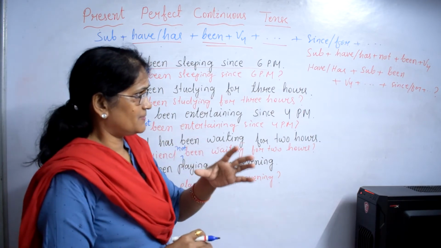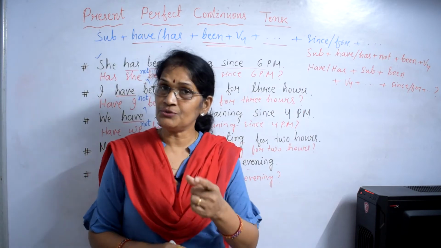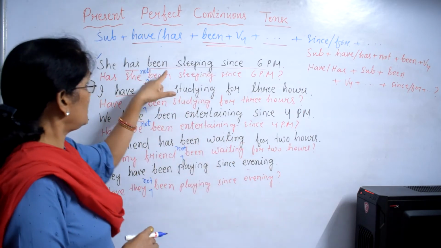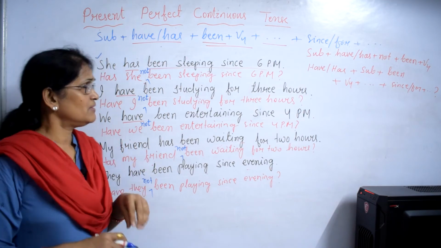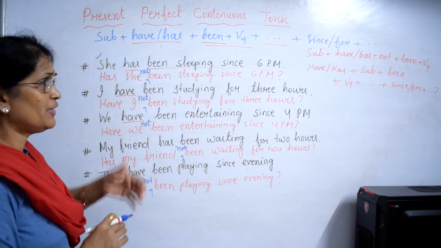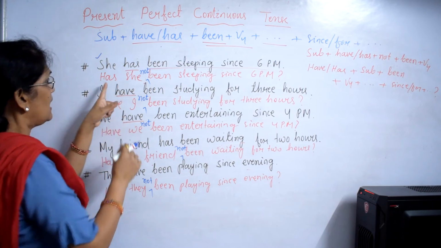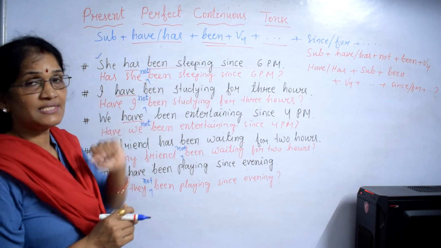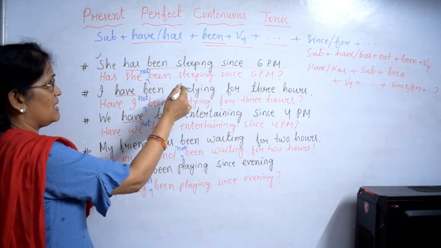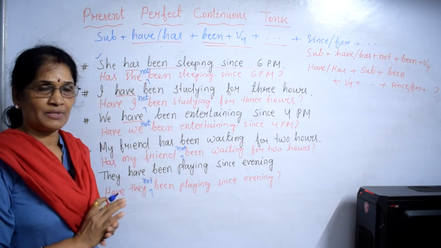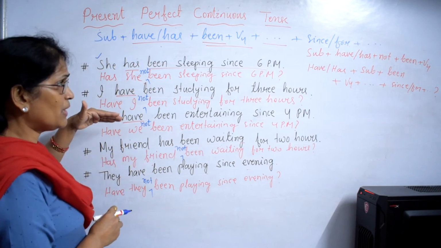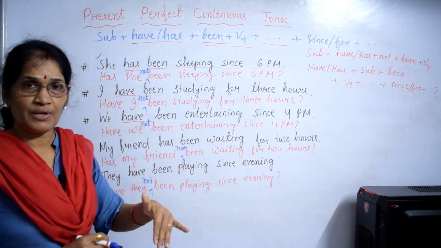Suppose a student cannot change the sentence into negative interrogative directly from an affirmative sentence. There, what should be done? At first, change the sentence into interrogative. What have I done here? Has she been sleeping since 6 p.m.? This is interrogative. And add not there. That will be negative interrogative. In such a way you can do it, otherwise you can do it directly.